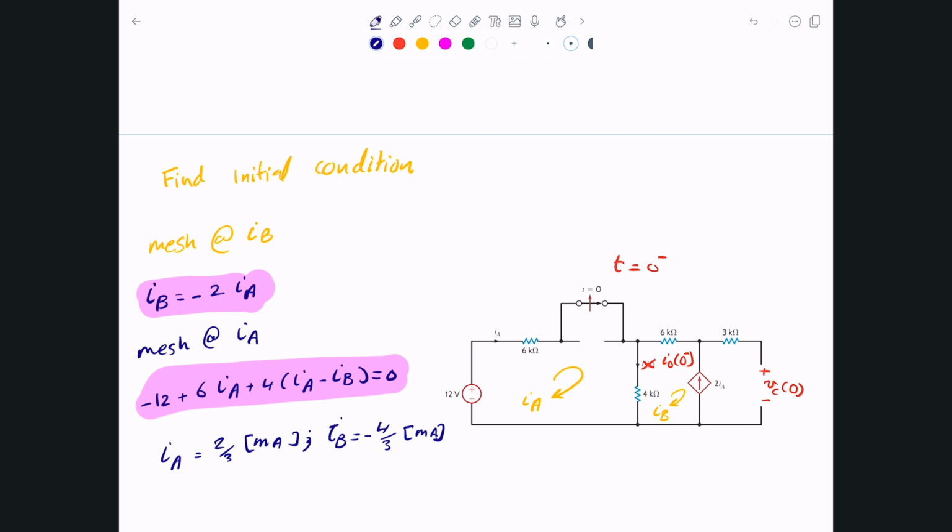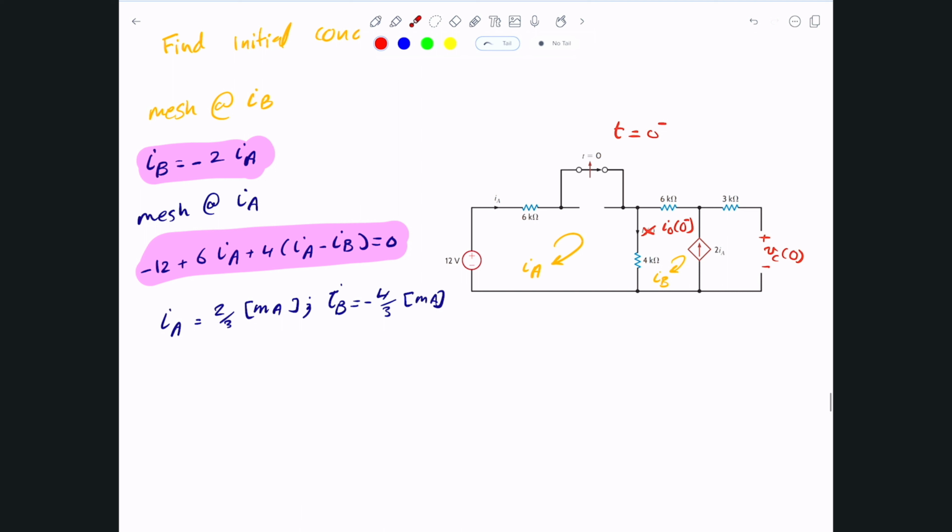What I'm looking for is actually this current in here and this VC. So let's figure out what this current in here is. This current is simply going downwards, so it's in the same direction as I of A, opposite direction of I of B. So what we have is I0 minus in here will be just simply I of A minus I of B, which is 2 divided by 3 minus 4 divided by 3. That's 6 divided by 3, which is 2 milliamps.